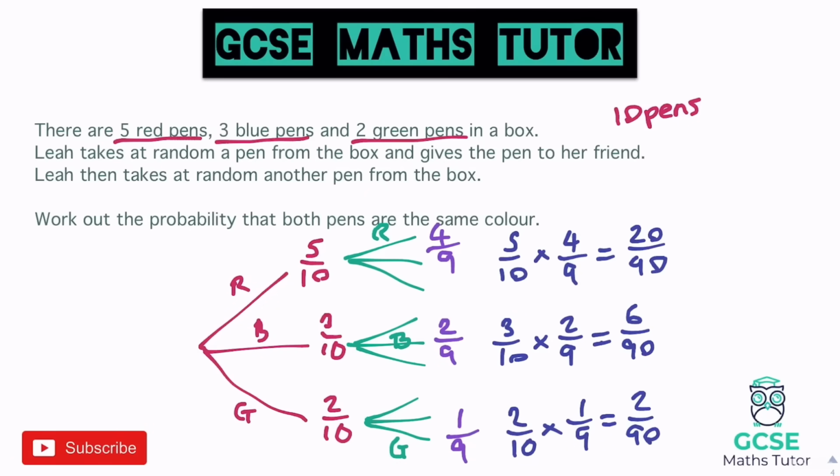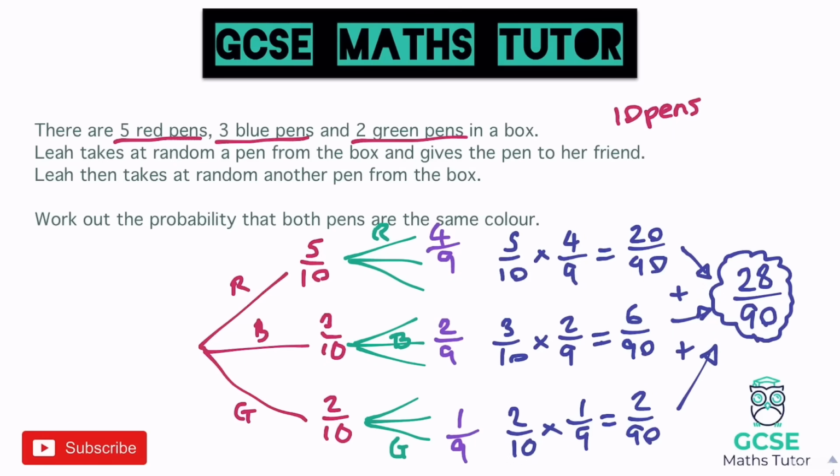So when we want to combine all of these together, all we have to do is add them all up. So add all of these together to get our total probability. Let's just put some plus signs here. And 20 on the top, plus 6 is 26, plus 2 is 28. So our final probability there would be 28 out of 90. And again, you don't need to simplify that. So that'd be your final probability.